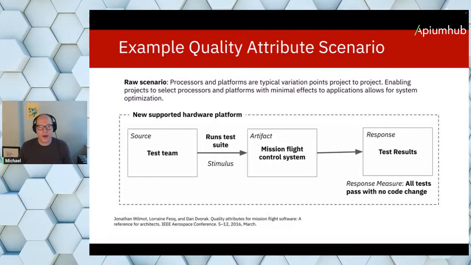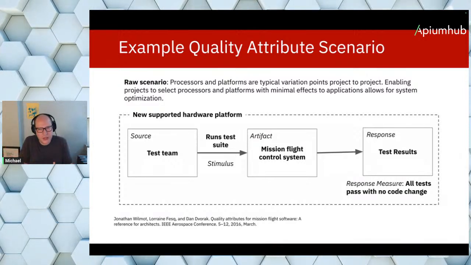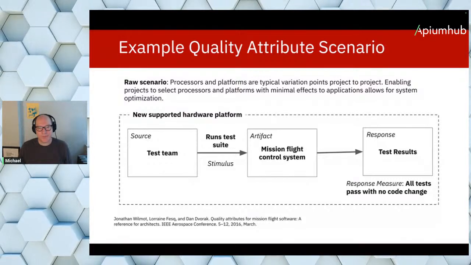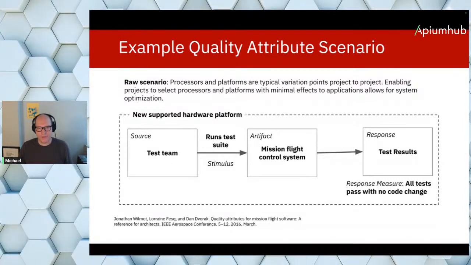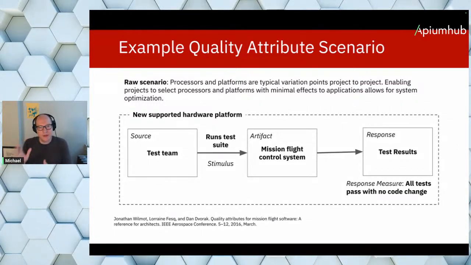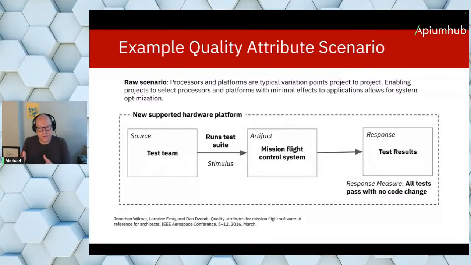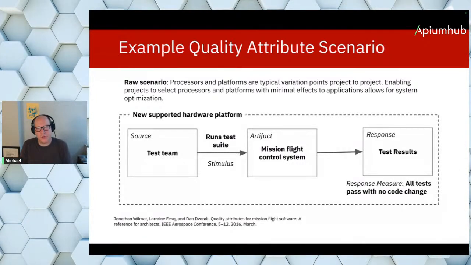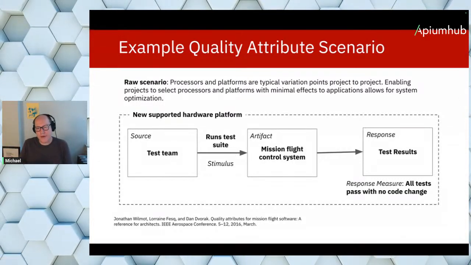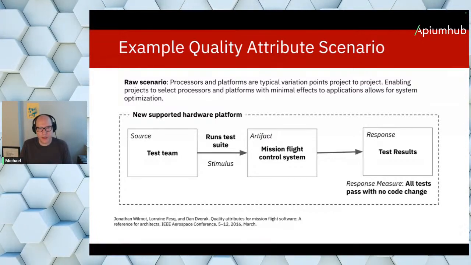right? So with that raw scenario, maybe it gets the gist across, but what do you really mean by some of these ideas, right? What is really meant? You might specify the full formal scenario, something like this, where the test team needs the ability to run their test suite, right? So that's our source and stimulus on the mission flight control system, the piece of the architecture that we care about. And they need to be able to see their test results without having to actually change the code in some way, right? Without making code modifications, right?